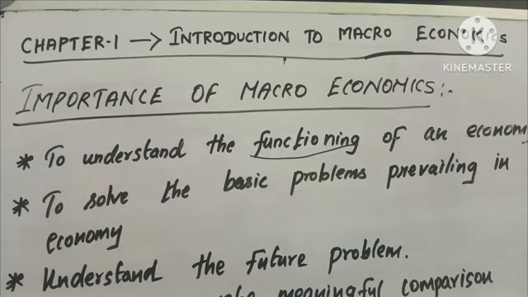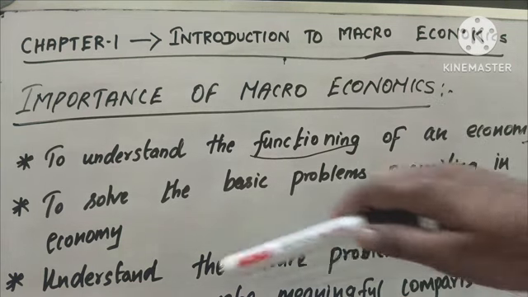For example, in India we are following a mixed economic system, right? Mixed means economic activities are controlled by both the private sector and the public sector. All economic activities are carried out by both private and public. So through macroeconomic analysis, we can understand the functioning of an economy. That's the first point.